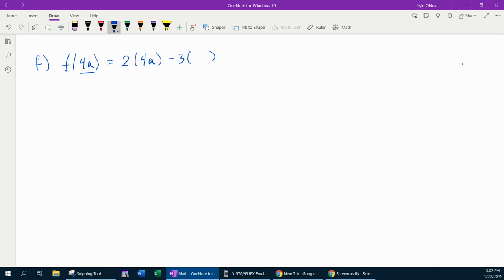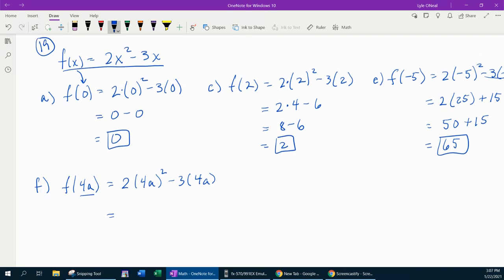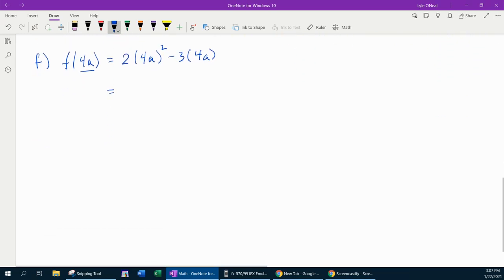So that's 2 times 4a squared minus 3 times 4a. Again, plugging back into our original function. And then we're going to have to work this out manually. So what does it mean to square something? It means multiply by itself. So that's going to be 4a times 4a minus, this last part is pretty easy, 3 times 4, that's 12a.